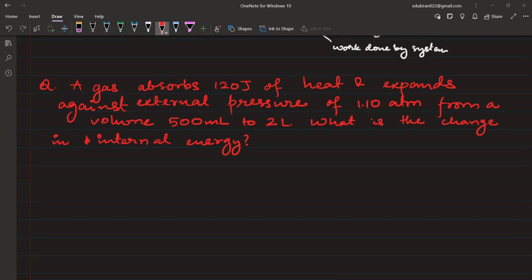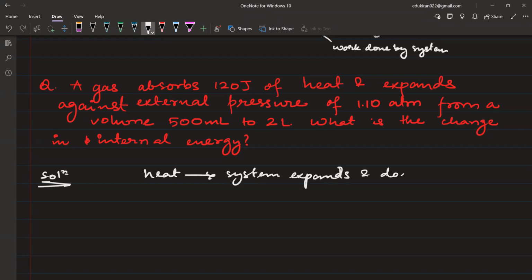So there are two things happening here. एक सिस्टम है आपके पास, उस सिस्टम में you are giving in heat, and because of that heat, system expands and does work. ठीक है? And what does it do? It does work here. Now, delta U is equal to Q plus W. ठीक है? तो Q तो आपको दिख रहा है that it is going to be 120 joules.